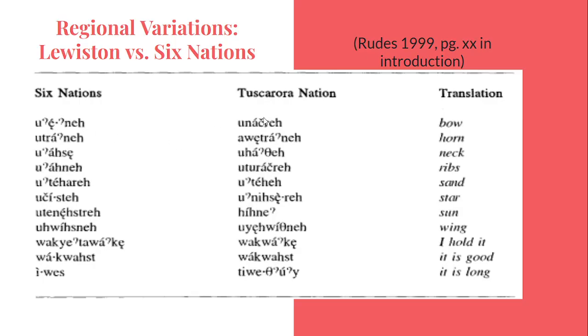And in Tuscarora, or rather the official upstate New York Nation, there's some agreement. So this is basically the same word, but then there's a ch right here. And then horn is pretty similar, utra versus awentra. So you can still see that similarity. Same with neck and ribs. There's some stuff going on.